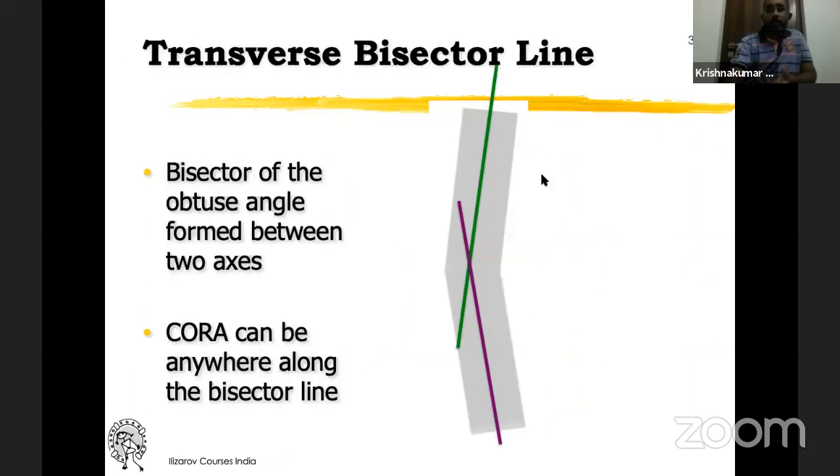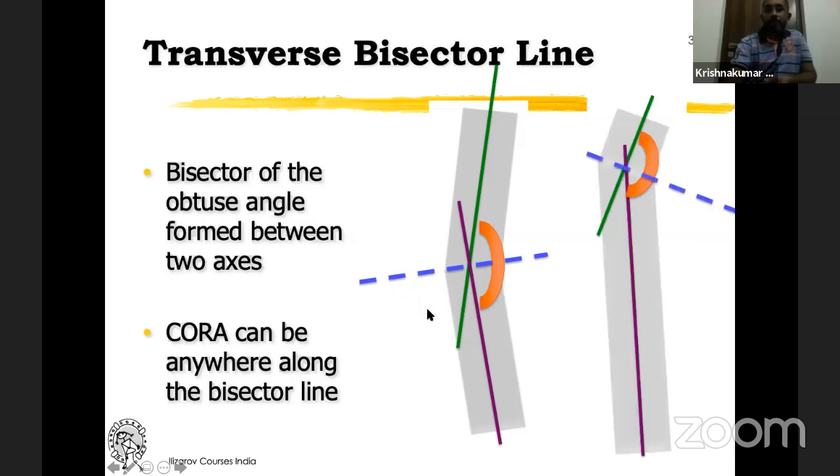Now we discussed bisectors earlier. What is the significance of the bisector? This is the obtuse angle that you see here, and you get a line which bisects or divides the obtuse angle into two. That is called the transverse bisector line. Your CORA can be anywhere along this transverse bisector line. You can correct the deformity by placing your hinge anywhere along this line. It need not be exactly at the center. You can place your hinge here, you can place it at the convex end, you can place it at the concave end. The resultant deformity correction will be a little bit different, but your axis lines will be aligned.